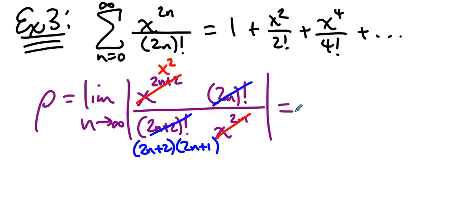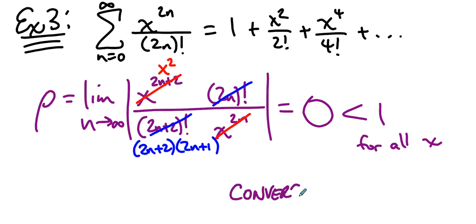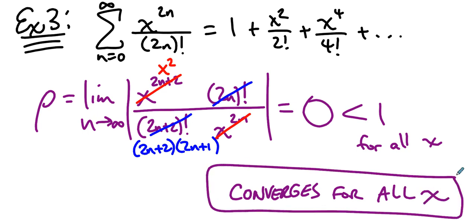And we think about what happens as n goes to infinity. Well, as n goes to infinity, the only n's are down here. And if the only n's are down here, then regardless of what x is, these win out. Goes to 0. And 0 is less than 1 for all x. There is no x value that makes 0 bigger than 1. And so this series converges for all x because rho is always less than 1.